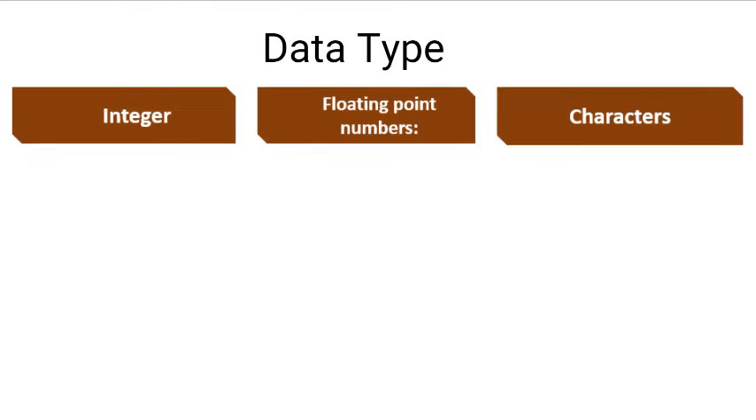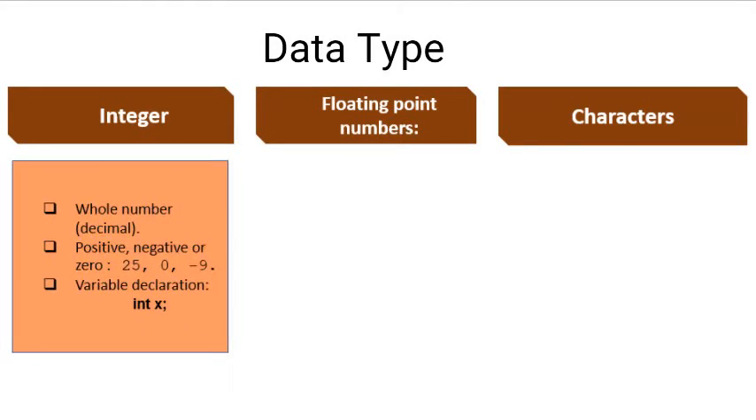A variable must be declared with a data type which defines what type of data that can be stored in the variable. Data types are divided into three categories, which are integer, floating point numbers, and characters. Integer is referred to the whole number or decimal number. For instance, we can declare an integer variable as integer x.